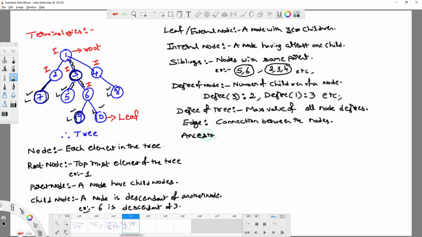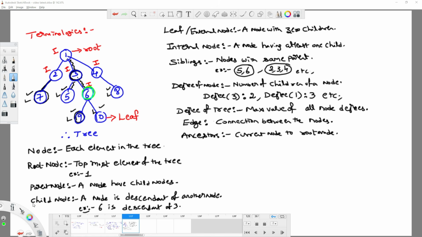Ancestors. Ancestors means the elements which existed before the current element, right? I can say from the current node to the root node. Can I say like this? Yes or no? If you want to say the ancestors of 6, what are the ancestors of 6? So ancestors of 6 are 3 and 1.